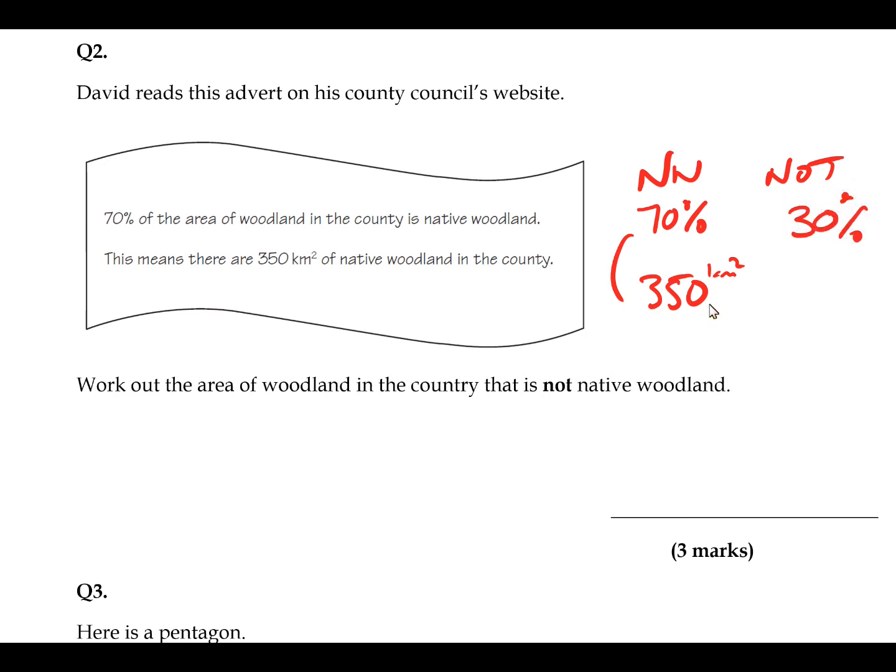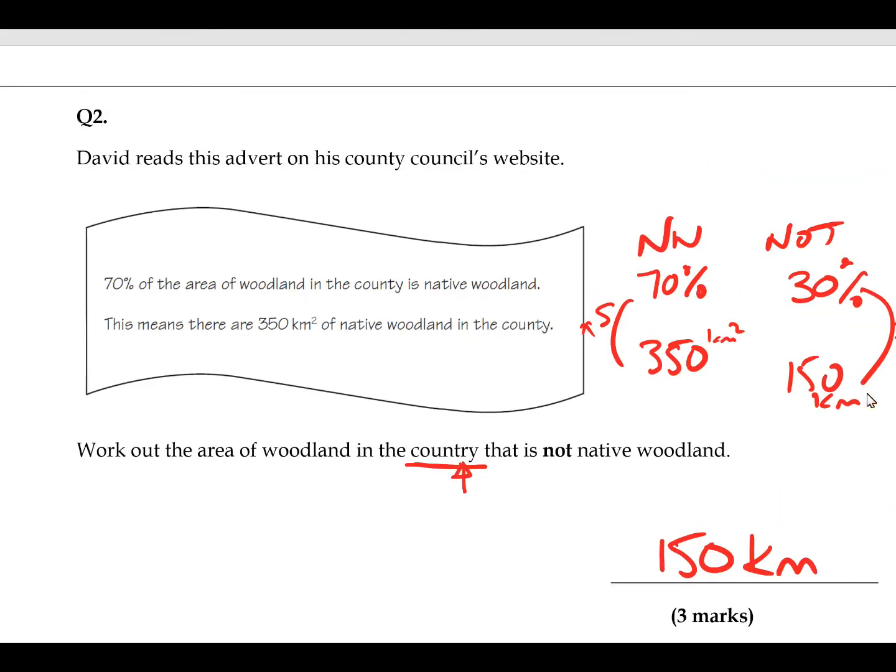So if we divide 350 by 70, it will give us our scale. And the scale is quite nice, it's 5. So we multiply the other side by 5 to get our kilometres squared. So work out the area of woodland in the county that is not native woodland. And we've worked out that our 30% is worth 150. And don't forget the units are kilometres squared because we're talking about the area. So 150 kilometres squared.